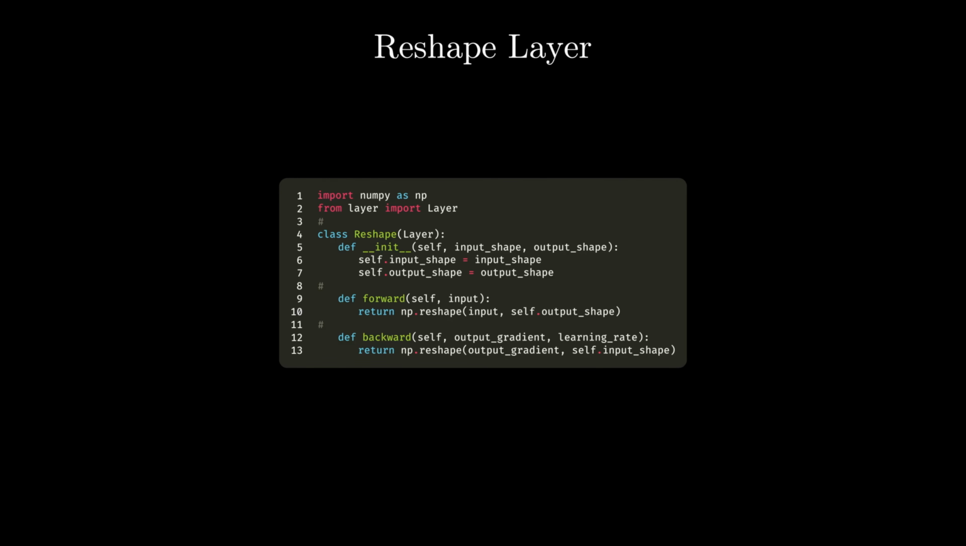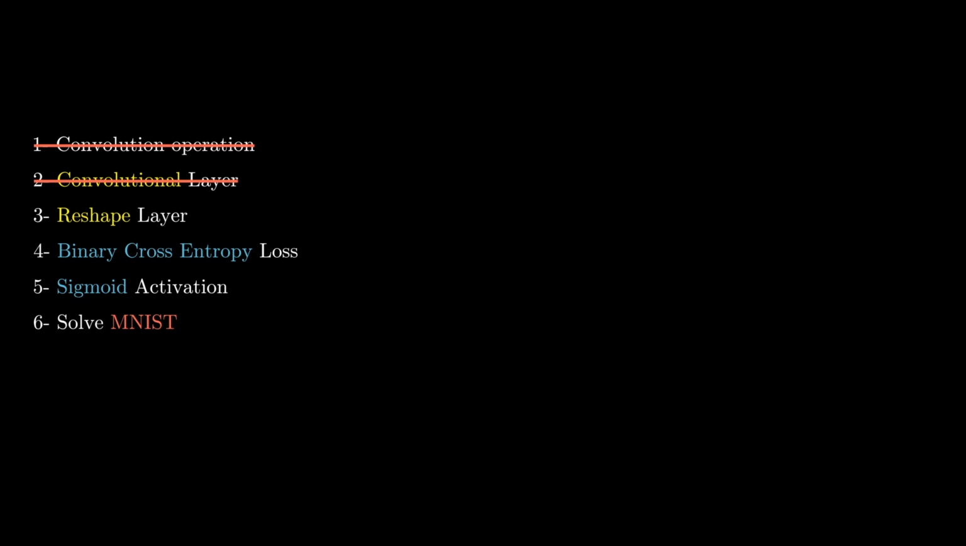Let's start with the reshape layer. The reshape layer, like all the other layers, inherits from the base layer class. Its constructor takes in the shape of the input and the shape of the output. The forward method reshapes the input to the output shape, and the backward method reshapes the output to the input shape. And that's it.